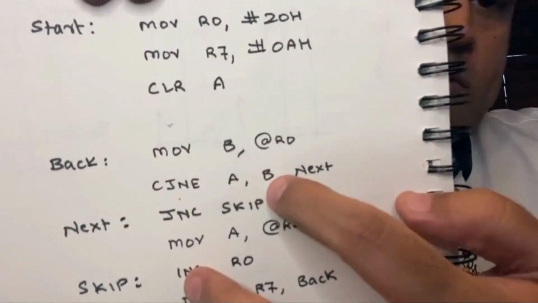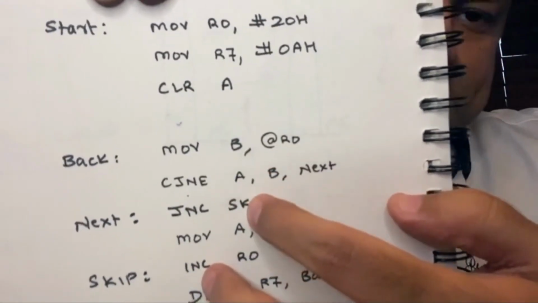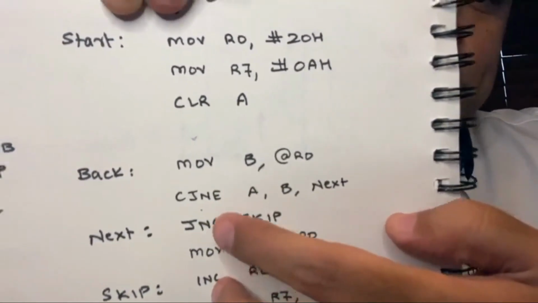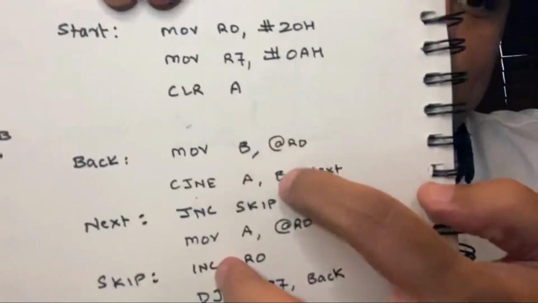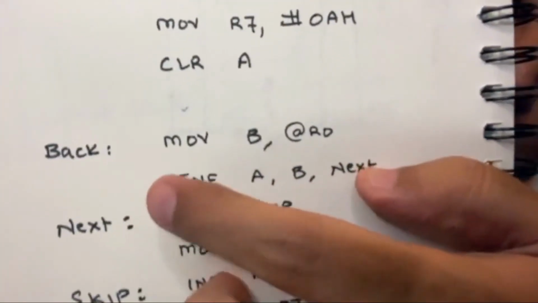Okay. If they are equal, what will you do? You will not jump. But if you don't jump, what do you do? You go to the next location, which means whether they're equal or not equal, either way you'll come to next. Our purpose is not to jump. We are just using CJNE, but we are not interested in the jump part. If I say jump to the next location, it's a redundant statement, because even if I don't jump to the next location, I'm anyway going to go to the next location.